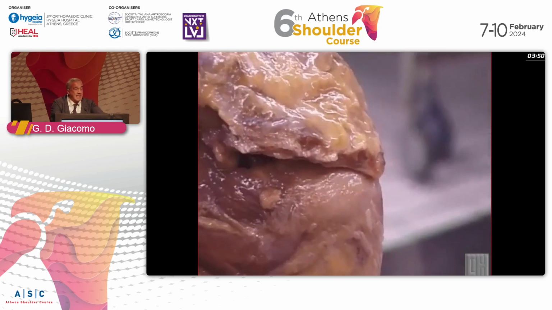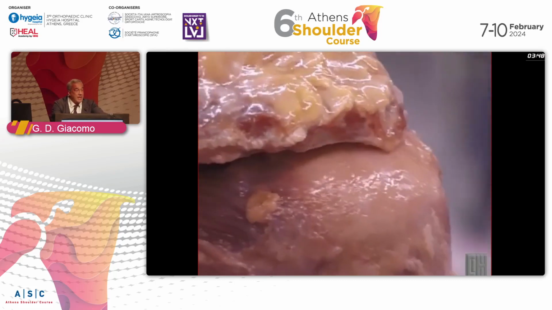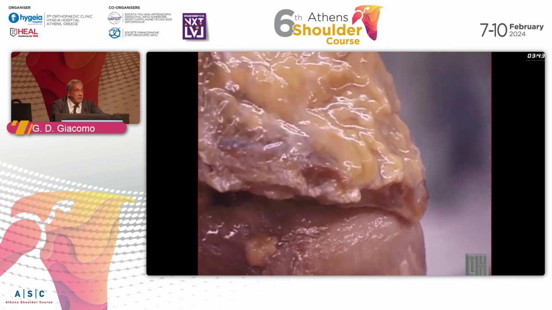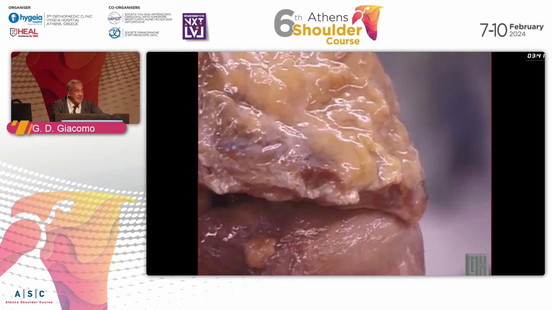When those muscles that control the scapular motion are weak, I have a protraction of the scapula. It means a reduction of the subacromial space. As you can see in this video, this is the right shoulder from the back. You see that there is less compliance, less space between the acromion and the scapula.